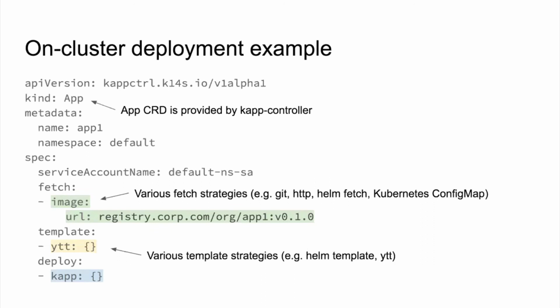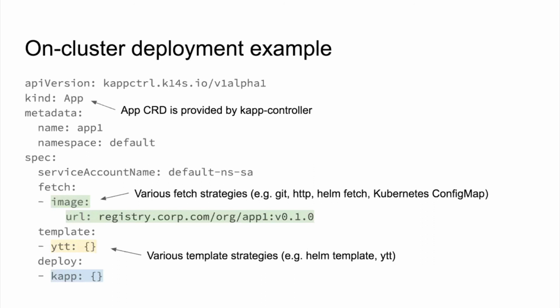And that's exactly what we have with this tool called Kapp Controller. Kapp Controller provides an App CRD, and that's what's here on the screen. And it tells you very clearly the three things it's doing. So what is it going to use for the fetch stage? What strategy is it going to use? And it supports various strategies. What is it going to use to template? And again, different strategies there. And then finally, what is it going to use to deploy, in this case, kapp?